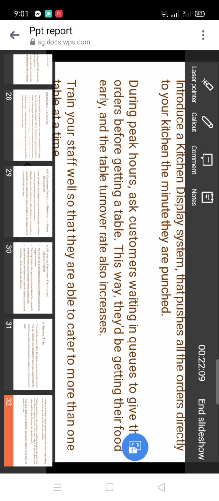During peak hours, customers are waiting in queues to give their orders before getting a table. This way they will be getting their food early, and the table turnover rate also increases. Train your staff well so that they are able to cater to more than one table at a time. And this is the end of our report.